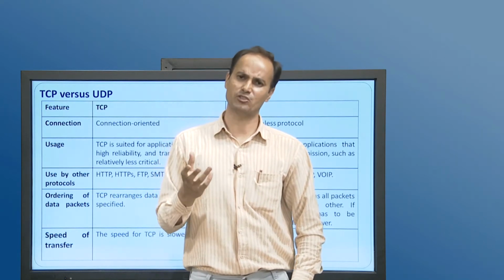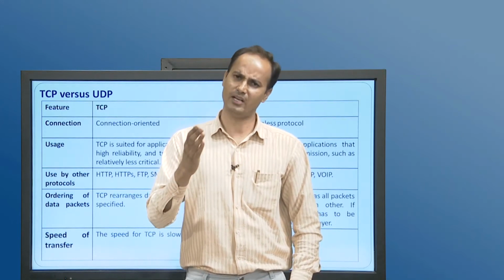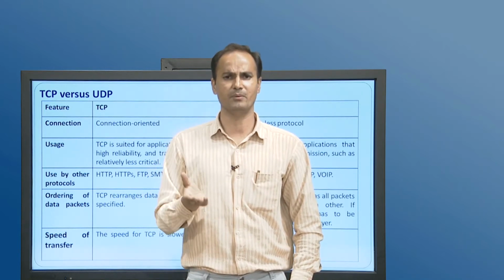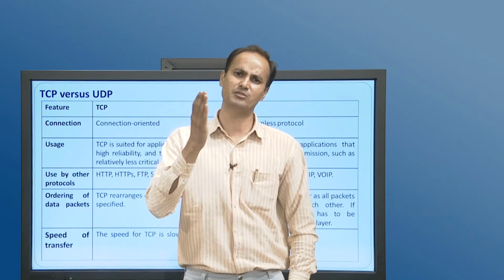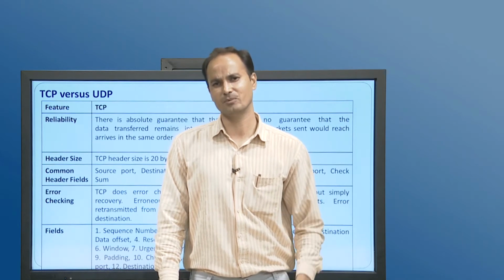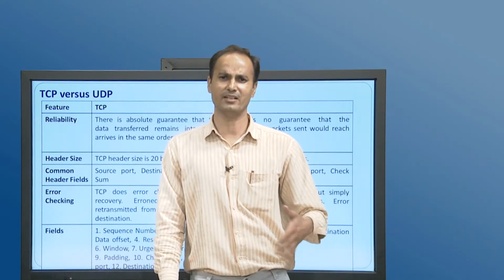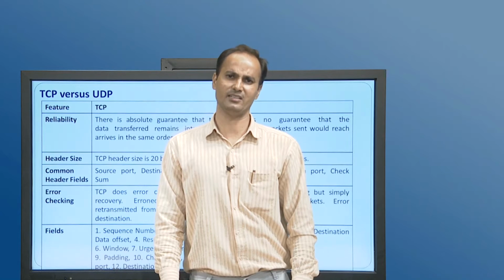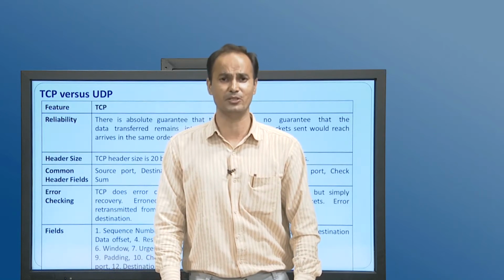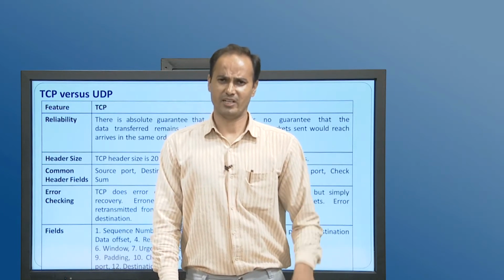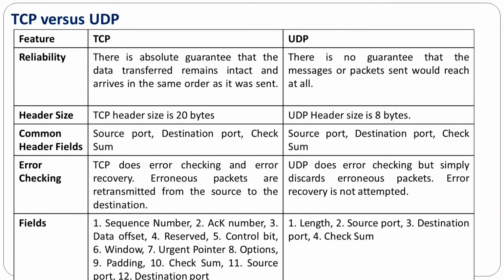Then speed of transfer. TCP is slower compared to UDP, as TCP has retransmission and acknowledgement facilities, to check whether the data has been received or not. Then reliability: TCP is more reliable compared to UDP, as it has retransmission and acknowledgement, as we discussed. Header size: TCP has a 20 byte header size, whereas UDP has an 8 byte header size. The common header fields are the checksum, destination port, and source port.